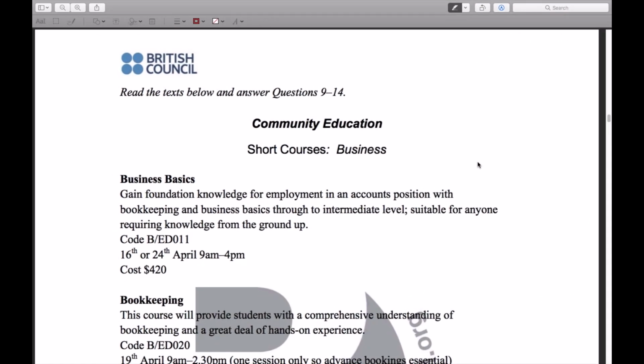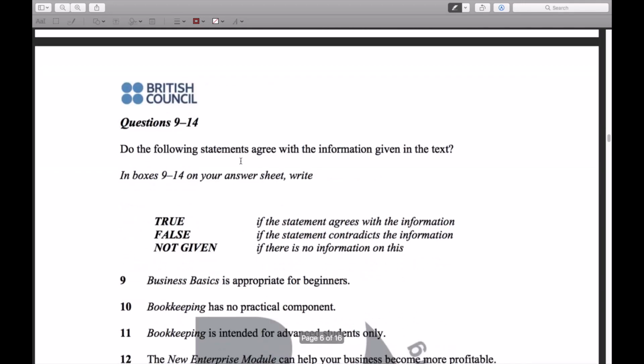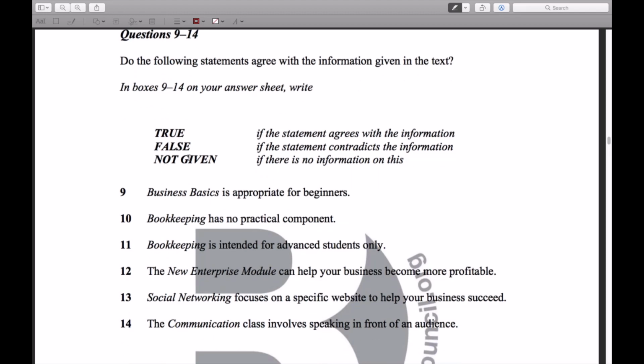The first example we're going to look at is questions 9 to 14, so it should be relatively easier. Let's flip over the page to see what type of questions they are. Okay, they're true, false, not given. And then we will just skim through the questions to get a basic idea.